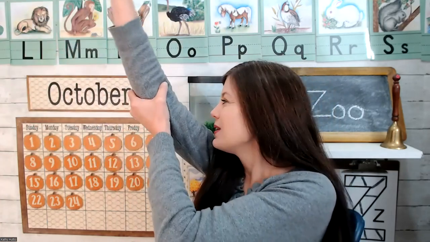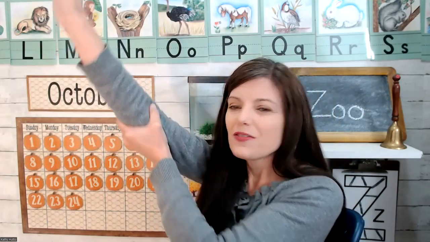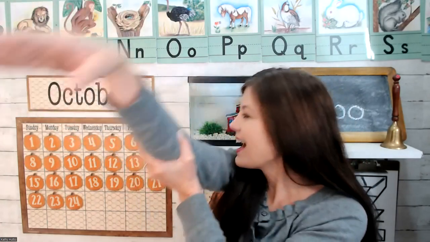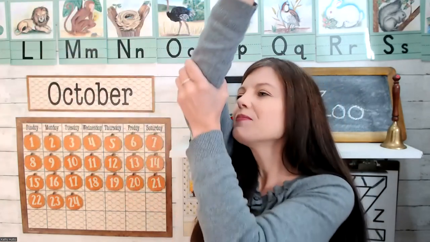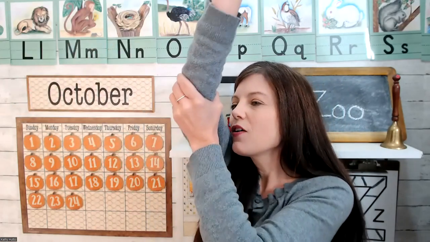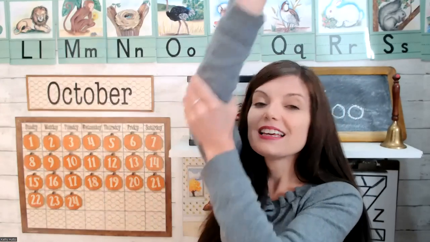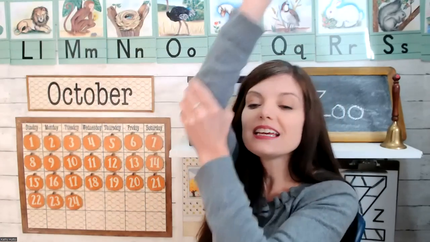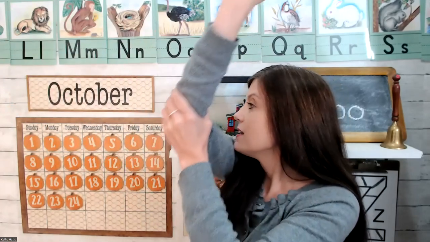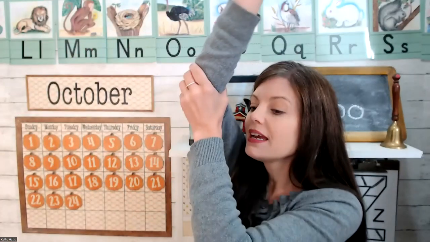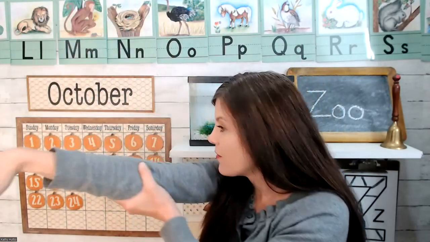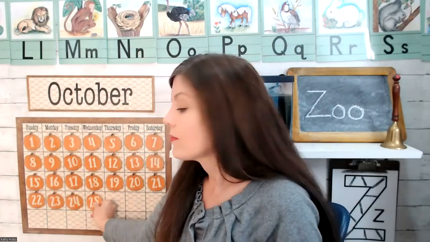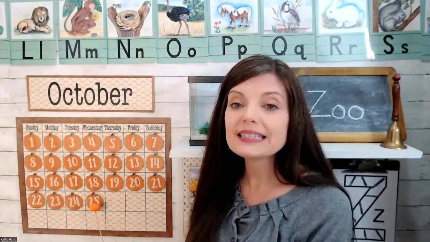One, two, three, four, five, six, seven, eight, nine, 10, 11, 12, 13, 14, 15, 16, 17, 18, 19, 20, 21, 22, 23, 24, 25. Today is October 25th. Can you say that? What's today's date? October 25th.